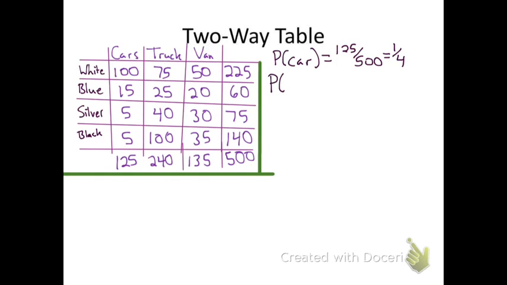If I then said, well, what about the probability I have a white car? A white car, or a white vehicle, I should say. Probability it's white. I'm going to add up all of this column, and I get 225 over 500.